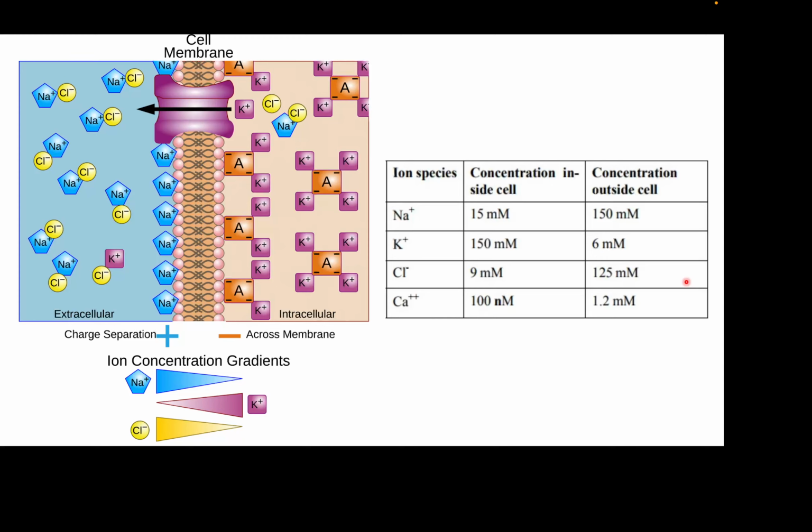And then we talk about calcium. Calcium is following the chloride, so it is less inside, that is 100 millimolar, and more outside, that is 1.2 millimolar. Okay, this is the basic concentration distribution of important ions across the cell membrane.